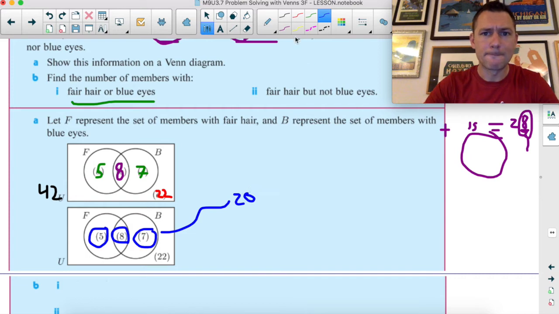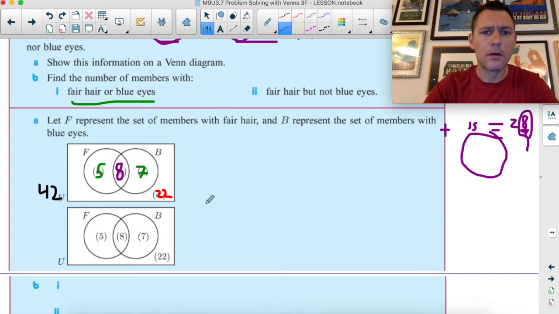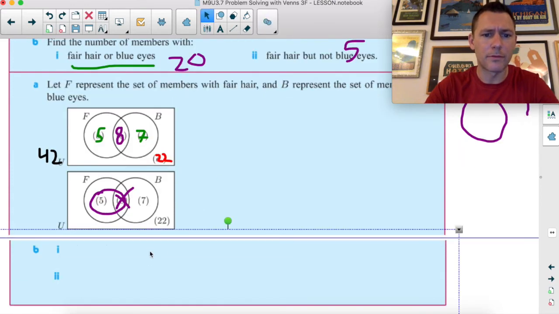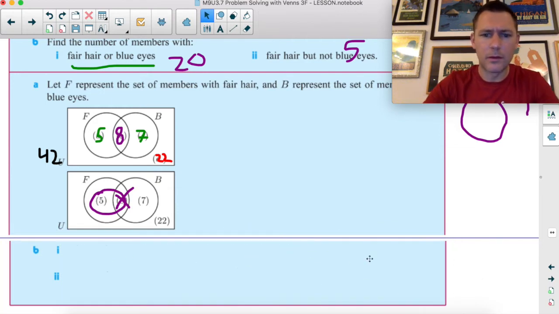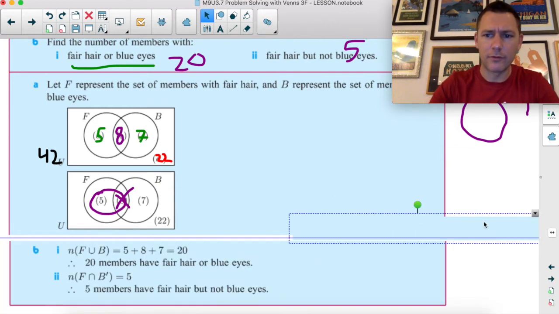Cool. And then this part says fair hair but not blue eyes. So let's see. We want these. These are all fair hairs, except we don't want this blue eye part. So I think this is just 5. So 20 and 5. That's my guess. All right. 20. Great.